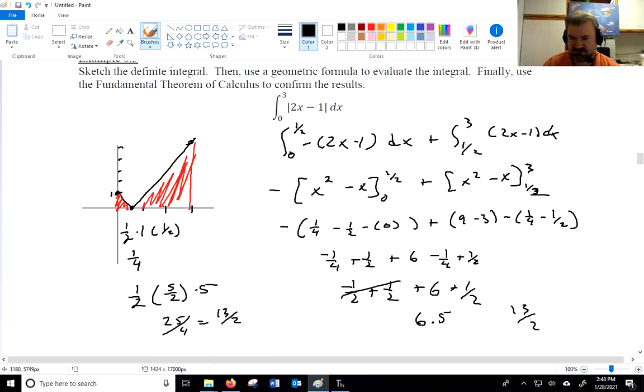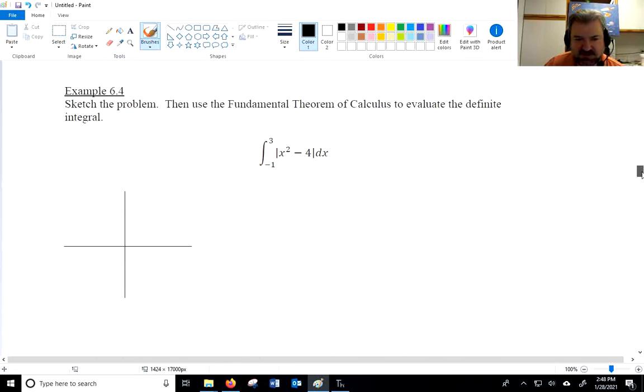So you can see they are the same. All right, well, hopefully I don't misadd anymore. Let's try the next one. Sketch the problem. Okay, so this is a quadratic inside the absolute value. The zeros of this quadratic would be at negative 2 and positive 2.